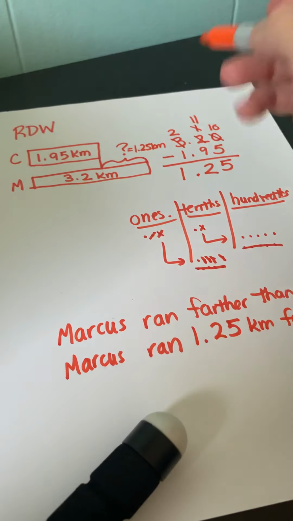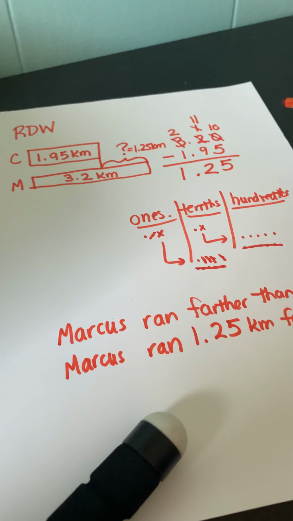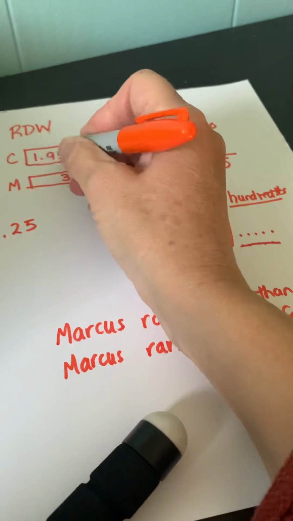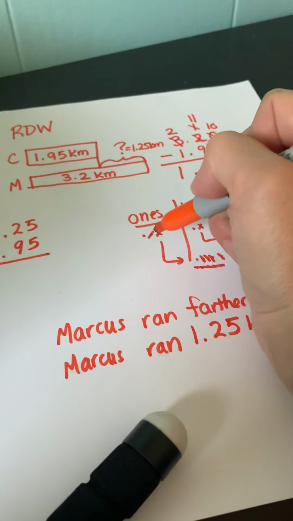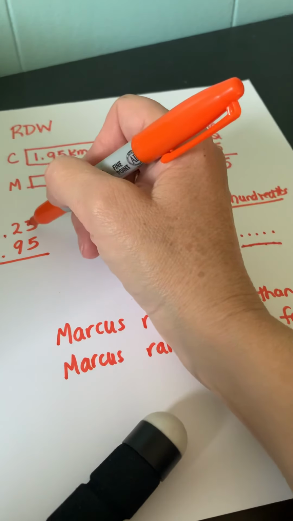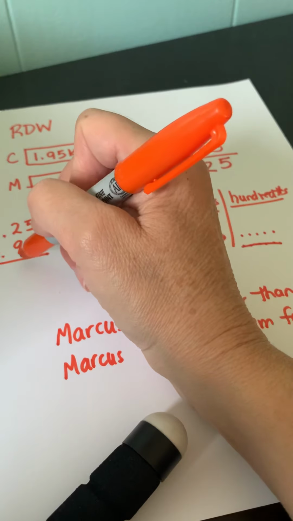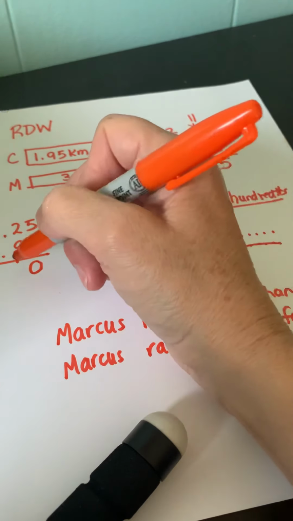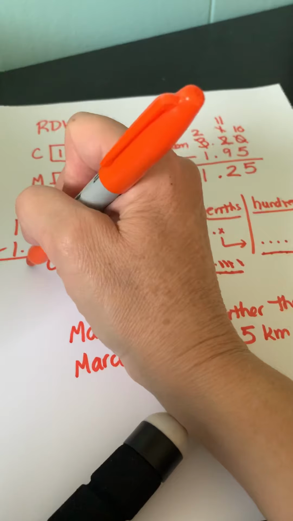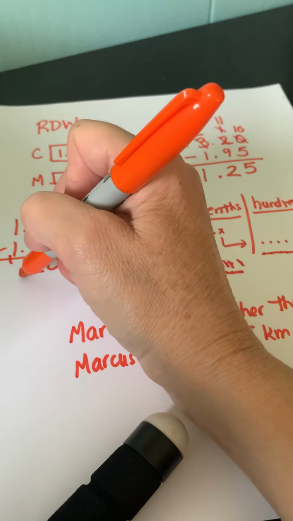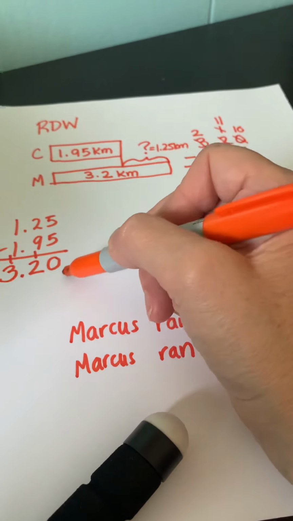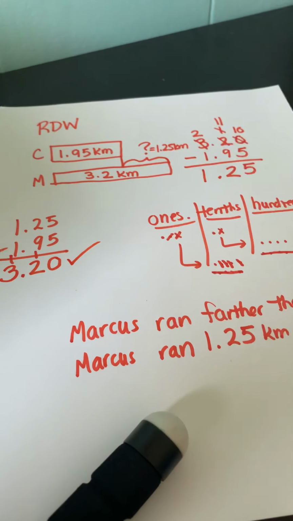You can check this problem also. We were practicing that last week. How could I make sure this is the right answer? I would check it by saying 1.25 plus 1.95. And if I add those together, what should it equal? It should equal 3 2/10 kilometers. Let's try it. 5 hundredths plus 5 hundredths is 10 hundredths. I make my new groups underneath. 2 tenths plus 9 tenths plus 1 tenth equals 12 tenths. Bring my decimal. 1 plus 1 plus 1 is 3 ones. 3 and 20 hundredths is the same as 3 2/10. Check. We know that we got it right.